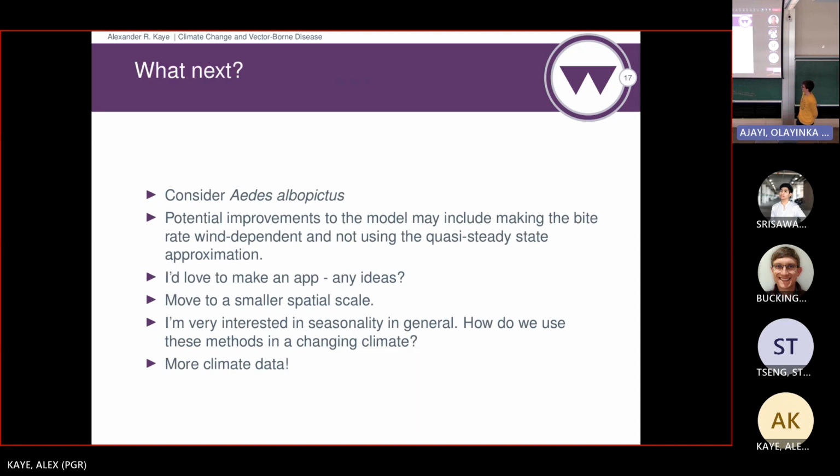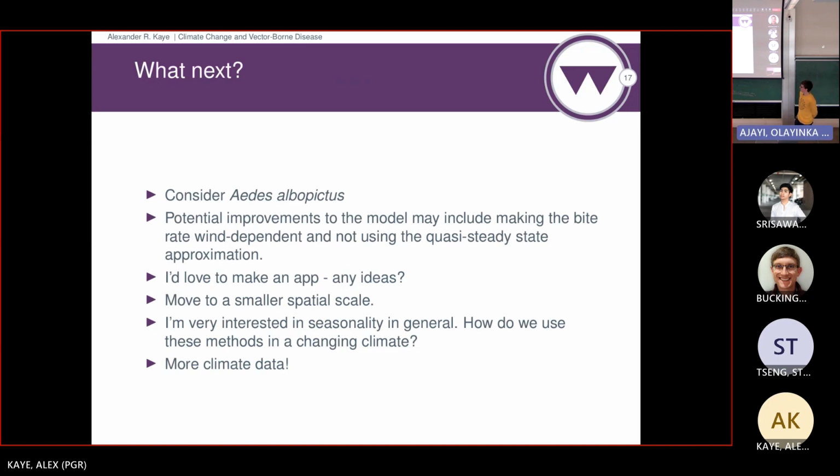So what next? I'd like to consider Aedes albopictus, which also carries dengue, but is maybe thought to be the minority carrier. But it's more suitable to maybe European climate. And so I think its optimum temperature is around 26 degrees as opposed to 29 degrees for Aedes aegypti. And so if we are going to see any sort of vector-borne disease in this country, it would likely be from albopictus.